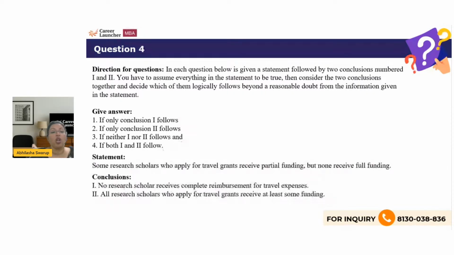Okay. Some research scholars who apply for travel grants receive partial funding, but none receive full funding. So no research scholar receives complete reimbursement for travel expenses. Correct. So that is what the passage has said, no? That they have not got complete funding. So therefore, 1 is valid. All research scholars who apply receive at least some funding. No, we don't know if they receive or if all of them receive it. So no, so only 1 will follow.